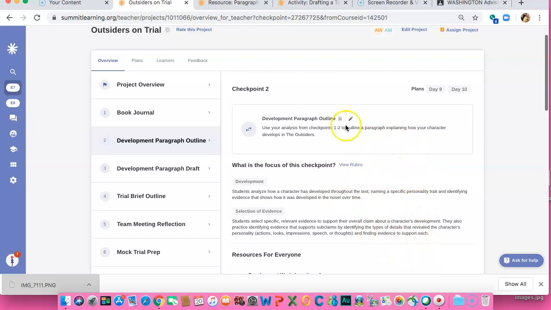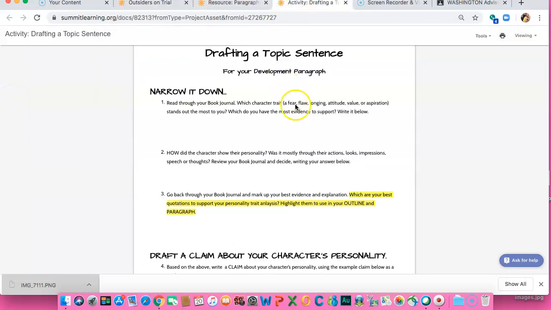So one of the things that I want to help you guys to first figure out is how to draft your claim, like your topic sentence. So as you read throughout your book journal, right, what character trait, fear, flaw, flavor, longing, attitude, value, or aspiration stands out to you the most? What was the character trait that made the biggest appearance to you in regards to your character? What do you have the most evidence to support?